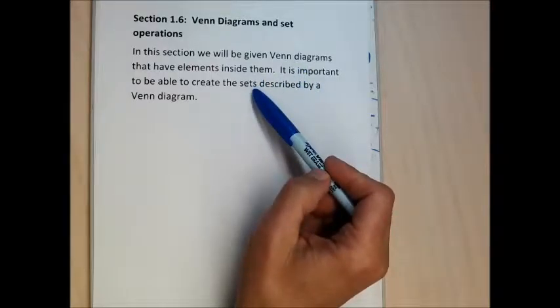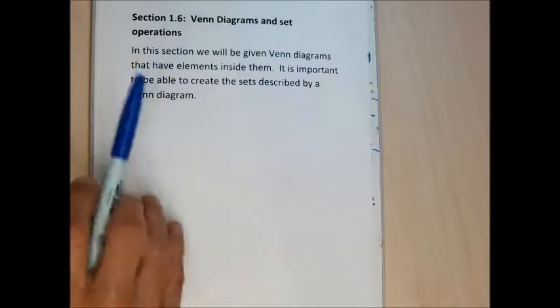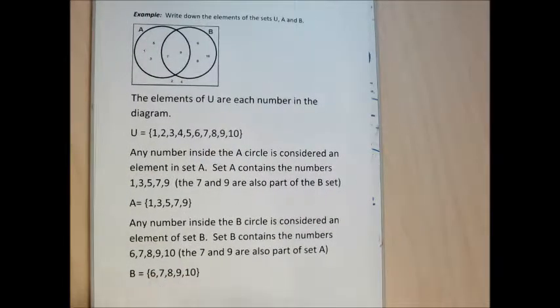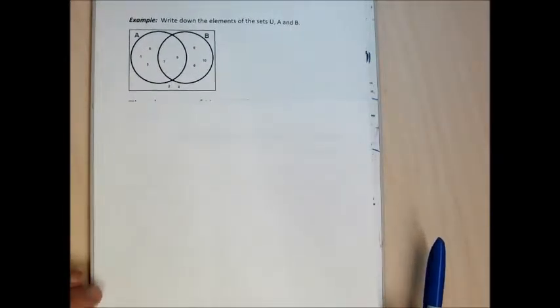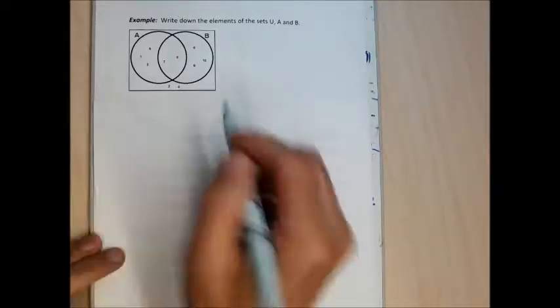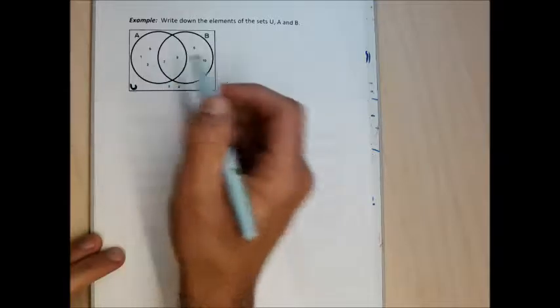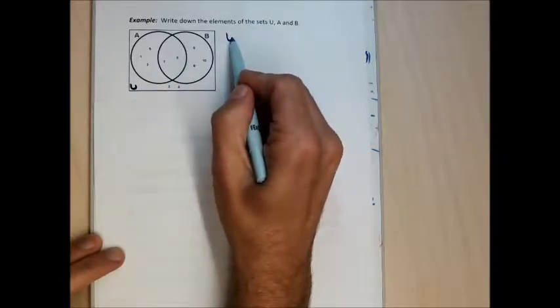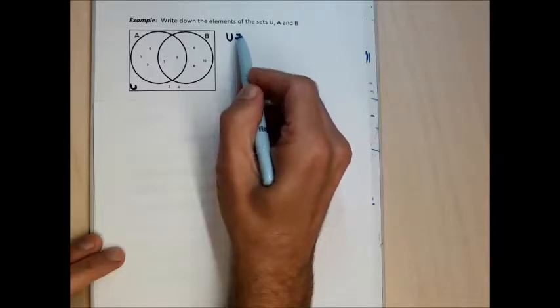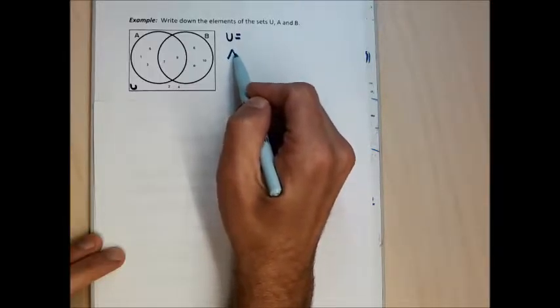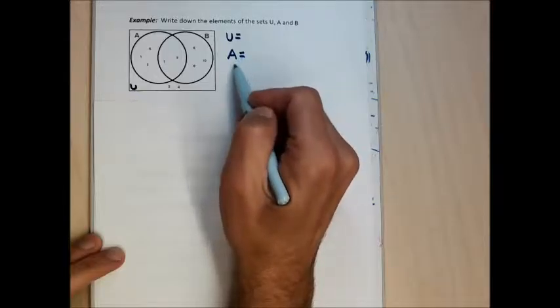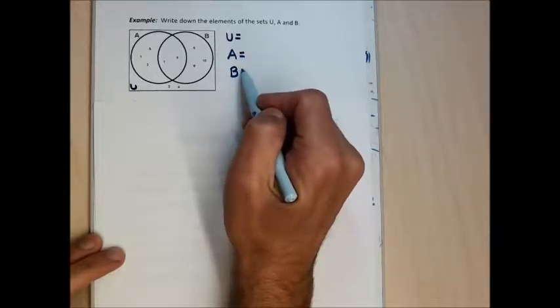If I give you a Venn diagram that is labeled with set names and there are elements inside these sets, it's going to be important to be able to figure out what the sets are. And so let me just give you a Venn diagram that has a universal set and subsets A and B. So this whole rectangle is the universal set U. My goal is to write down all the elements that are in set U, all the elements that are in set A, and all the elements that are in set B, and I'm going to do these in roster form.